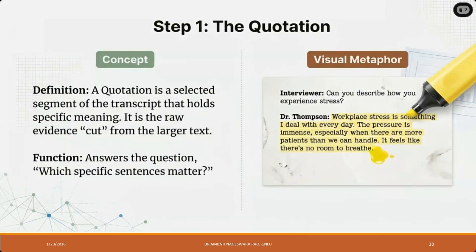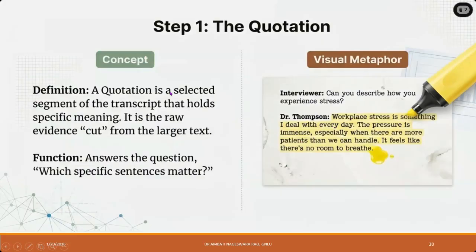Quotation is nothing but the data segment. For example here, the question was, can you describe how you experience stress? And this was the response: workplace stress is something I deal with every day. The pressure is immense, especially when there are more patients than we can handle. It feels like there is no room to breathe. So this is the data segment that we got from the respondent.